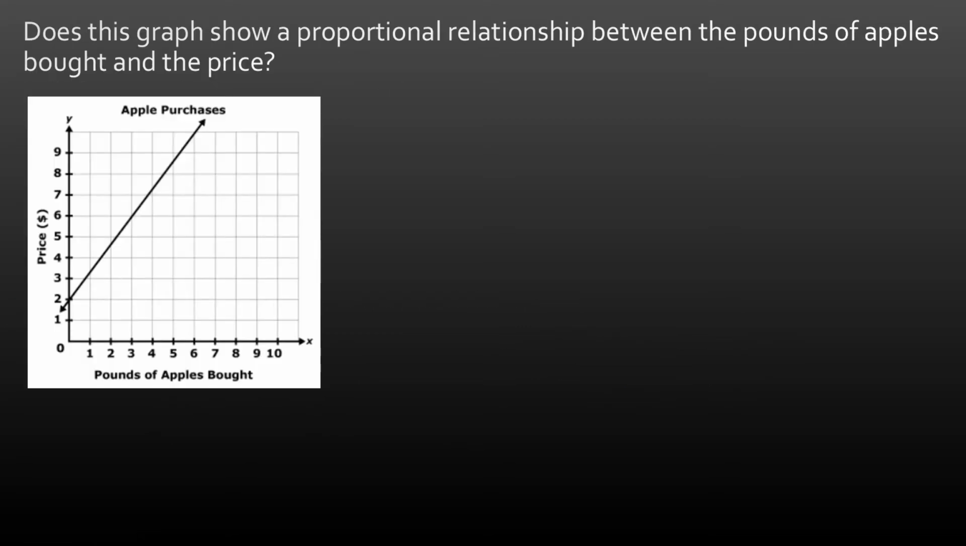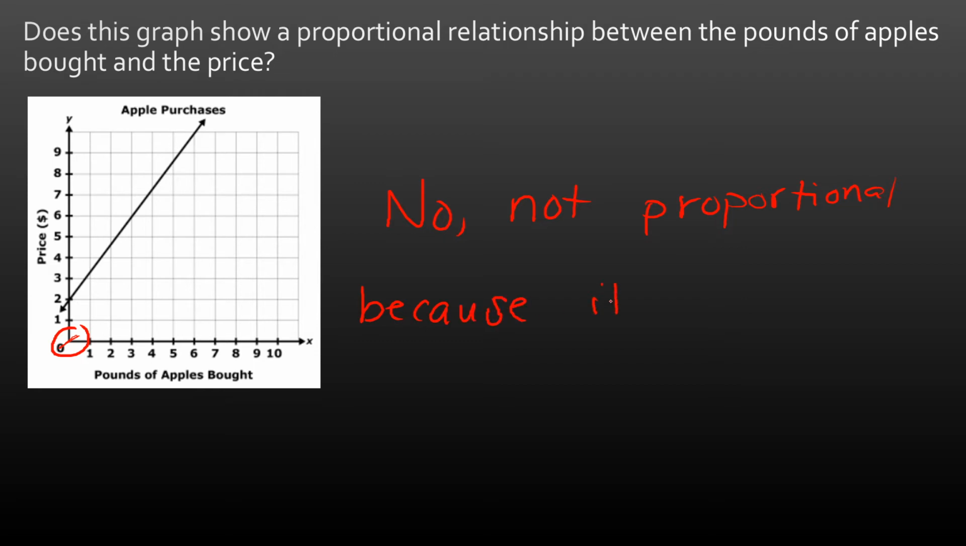Our next question says, does the graph show a proportional relationship between the pounds of apples and the price? Remember that in order for a graph to be proportional, it must be straight and it must go through the origin. If I look at the line here is straight. However, it does not pass through the origin, which is right here. So no, the graph is not proportional because it doesn't go through the origin.